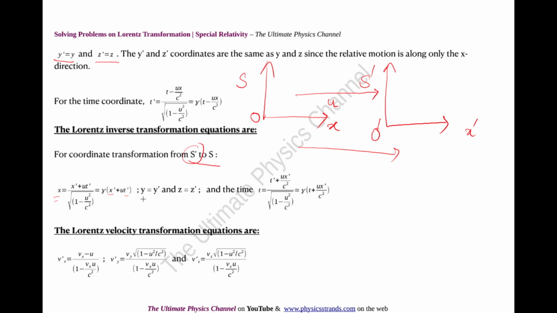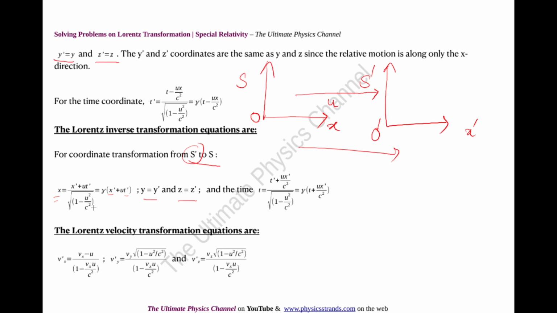Now y is equal to y prime and z is equal to z prime, and time t is equal to t prime plus ux prime over c squared over square root of 1 minus u squared over c squared, which is equal to gamma times t prime plus ux prime over c squared. So these are the coordinate transformation equations that we would be using in our problems.